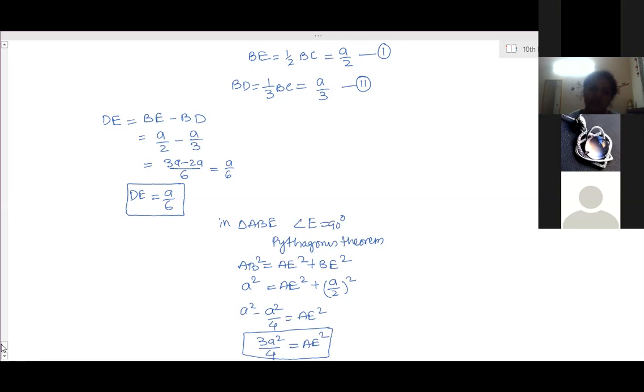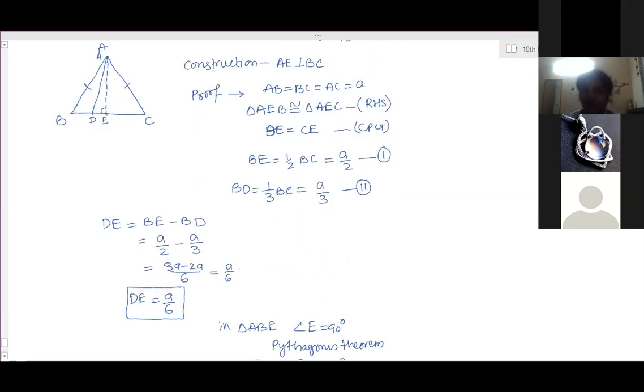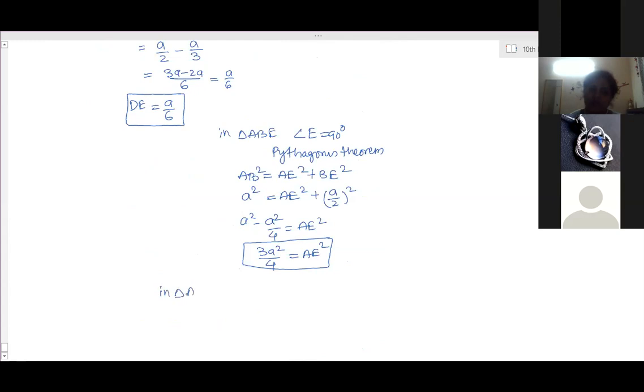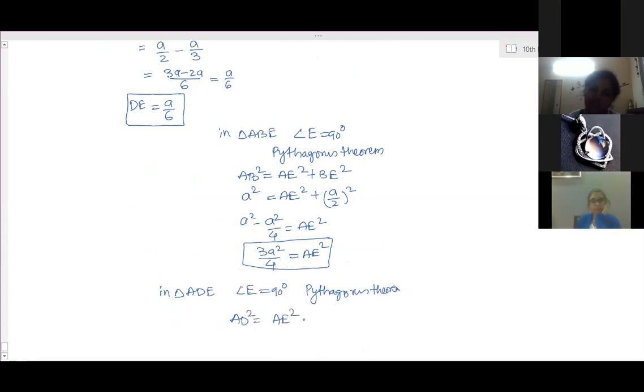Okay. Now take triangle ADE. Now we got AE square value. We have DE value in terms of A. Find AD square. In triangle ADE, angle E is equal to 90. So by Pythagoras theorem, AD square is equal to AE square plus DE square. AE square is 3A square by 4 plus DE we got as A by 6, so that is A square by 36.